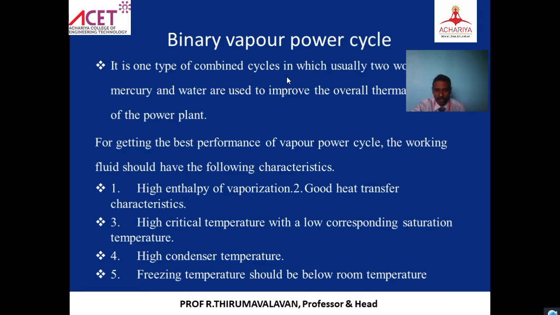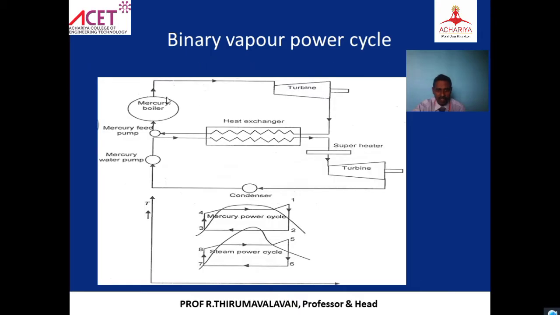High condenser temperature. Freezing temperature should be below the room temperature. It should not freeze at the room temperature. If it freezes at room temperature, it cannot flow. So that is why in these cycles we are using mercury as a fluid, and water. Right? So this is what we call a binary cycle.